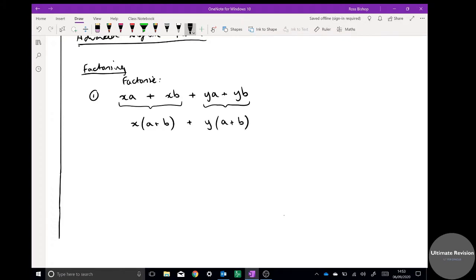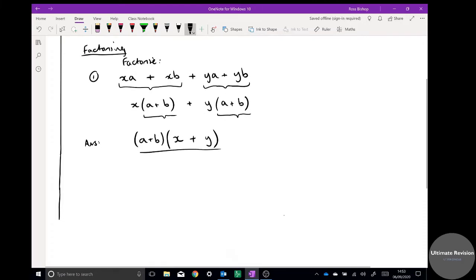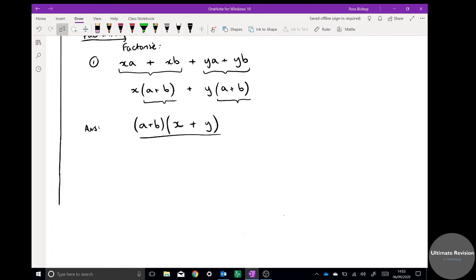Now what's clever here is I've got a common term in both terms. I've got an a plus b and an a plus b there, so that means I can factorise that out as a common term, and then (a plus b) times x in the first term, and then in the second term it must be plus y. Okay, so quite clever there. That would be my answer for the first one, and I can check it by multiplying it out, and if I was to multiply out that, I'd get back to the original.